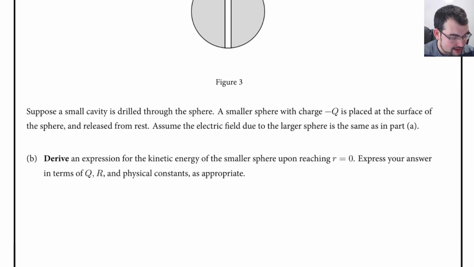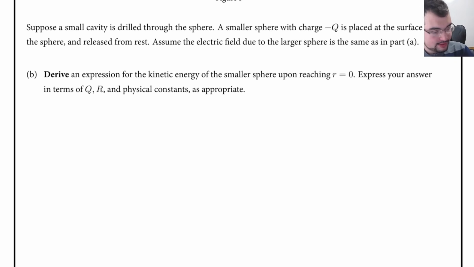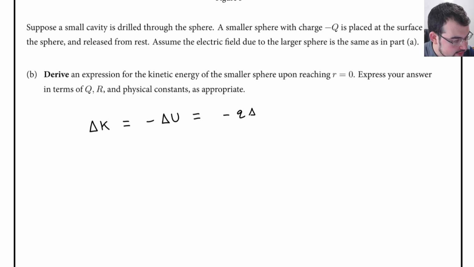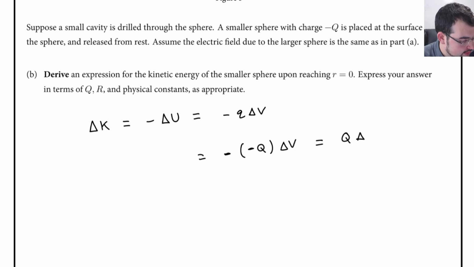And to find its kinetic energy, well, that's obviously energy. So we'll use energy conservation, which says my change in kinetic energy must come at the expense of my potential energy. And potential energy for these types of electrostatics problems, well, of course, that's just negative Q delta V, or in this case, negative (negative Q) delta V, which is just Q delta V. So we just need to find the potential difference, and we are good.